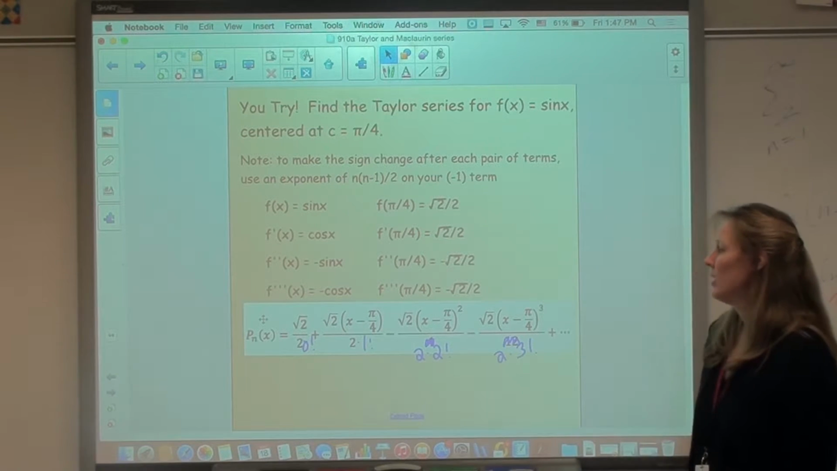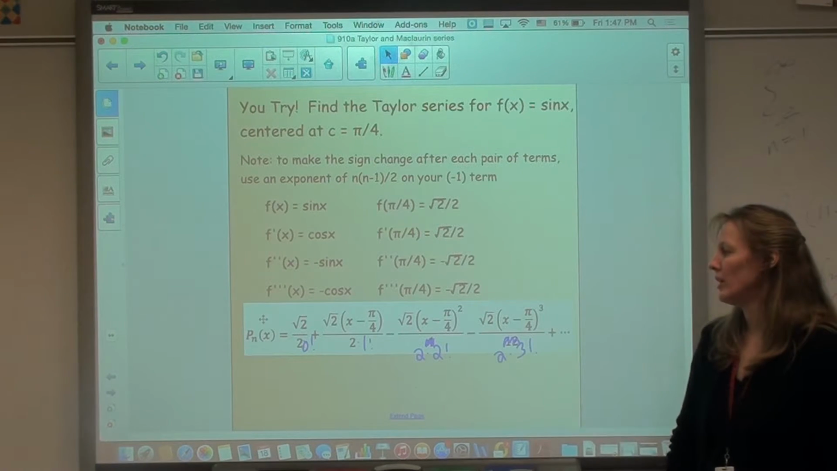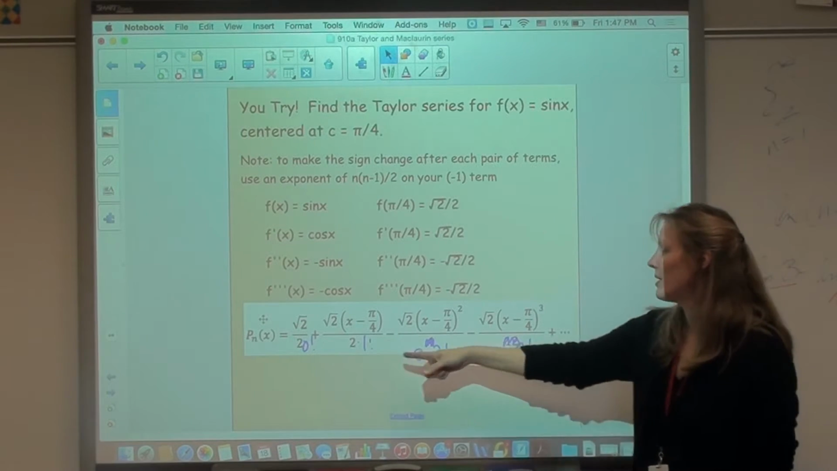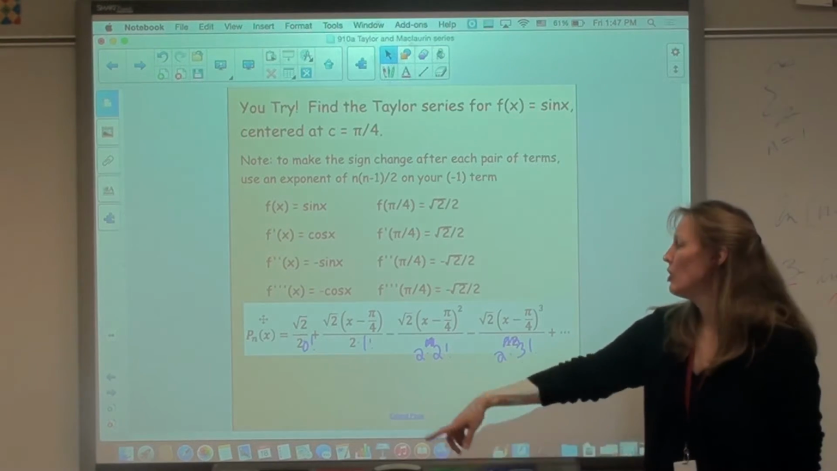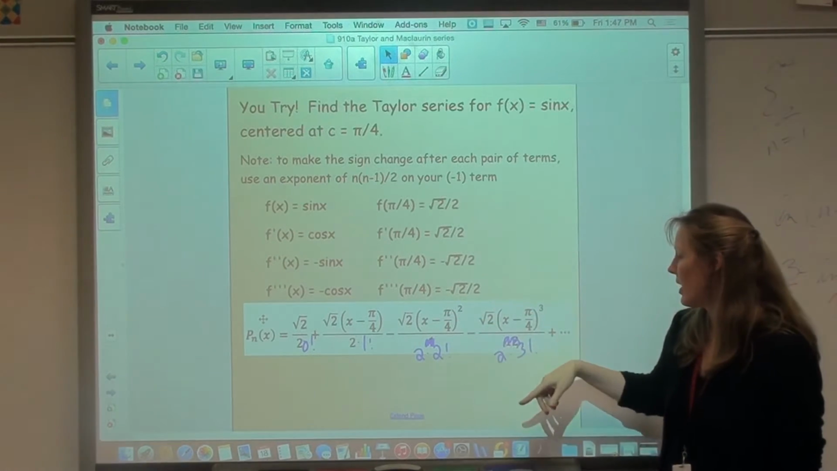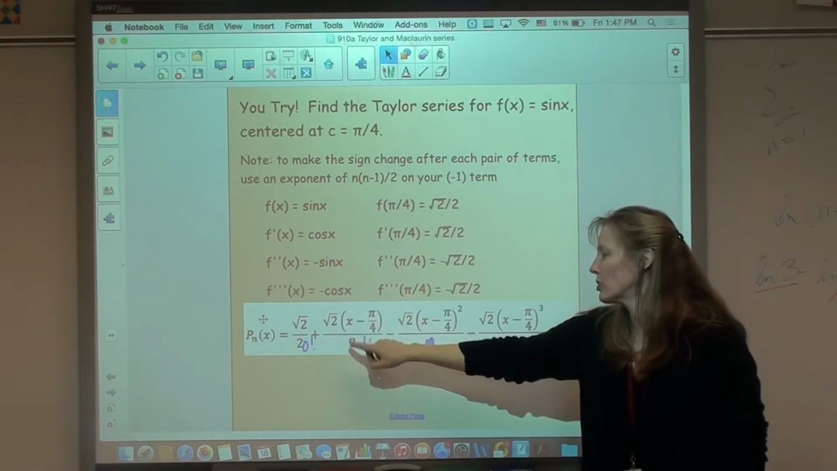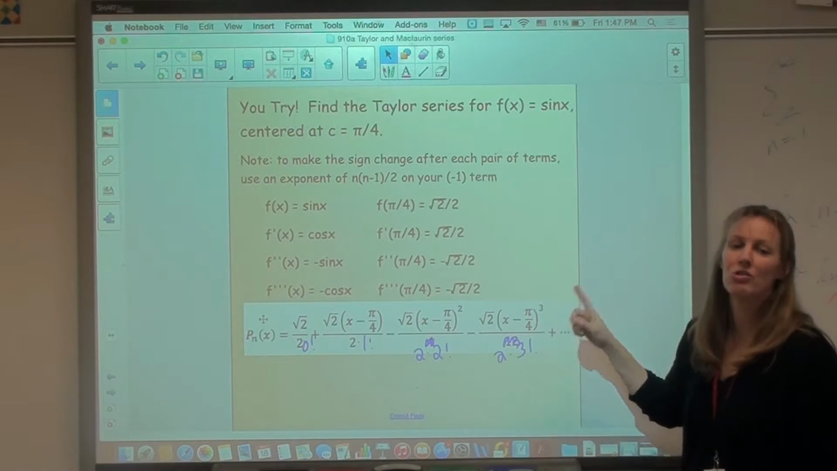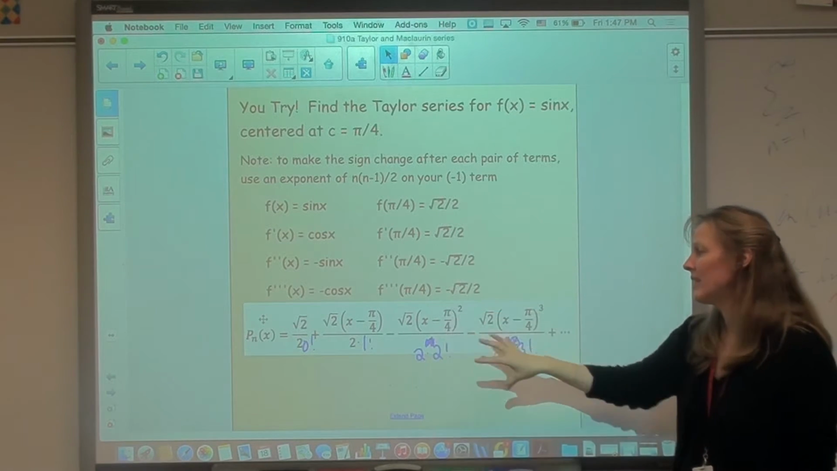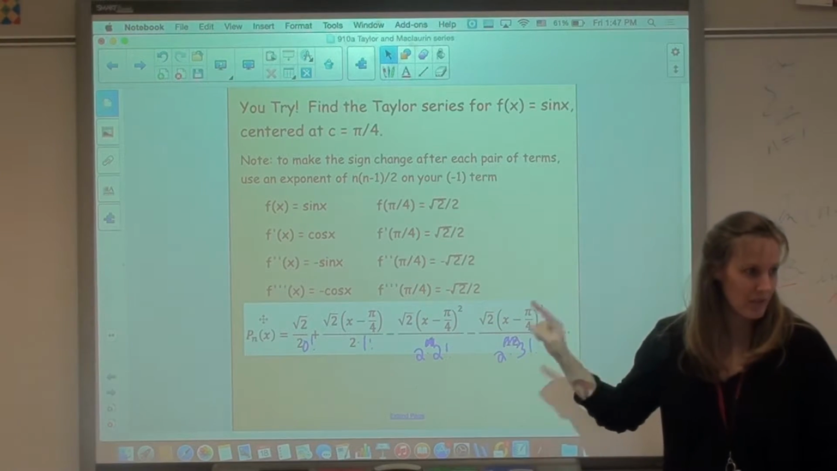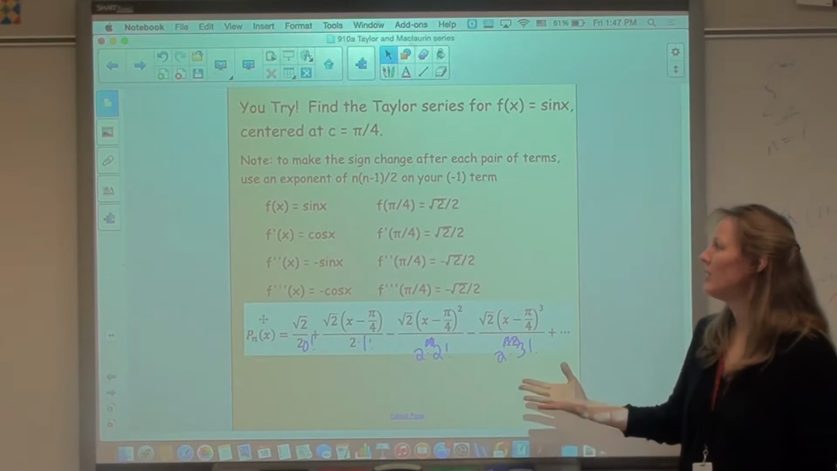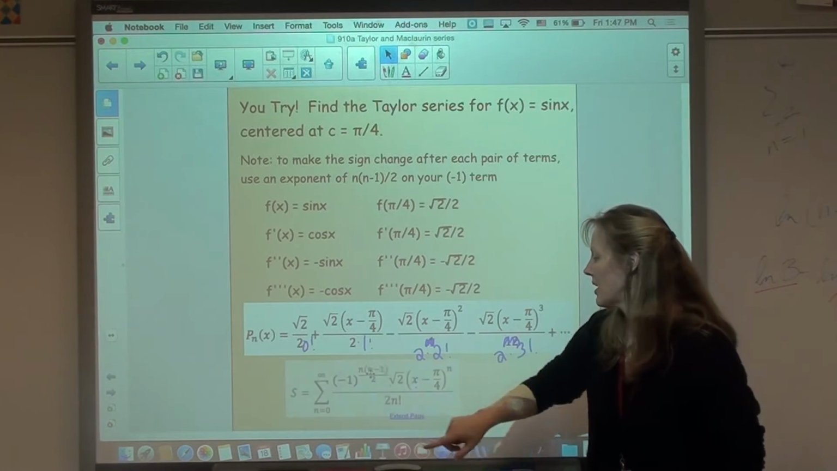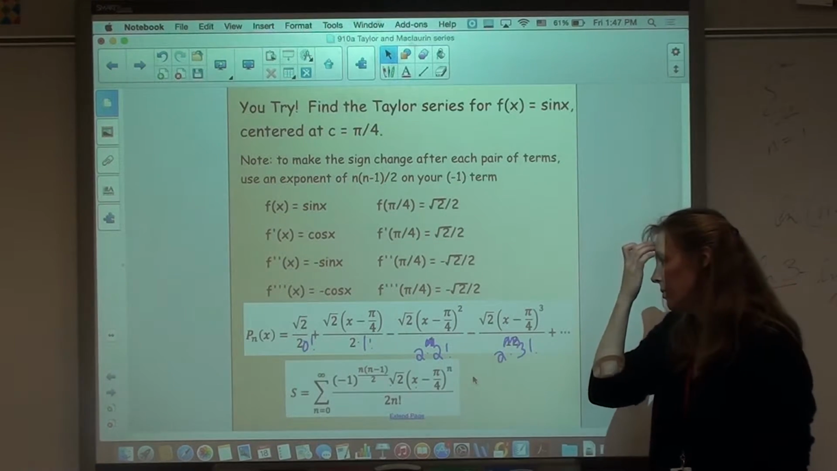To see the pattern. All right, so tell me something that you know is in every term and will be in your series. N factorial. There's an n factorial on the bottom, right? You know there's a root 2 over 2 in every single term, right? So now we've got root 2 over 2 times 1 over n factorial, times x minus pi over 4 to the n, right? So we've got everything accounted for except the negative. The way that you make these signs alternate is to use an exponent of n times n minus 1 over 2. We're going to need to know that.